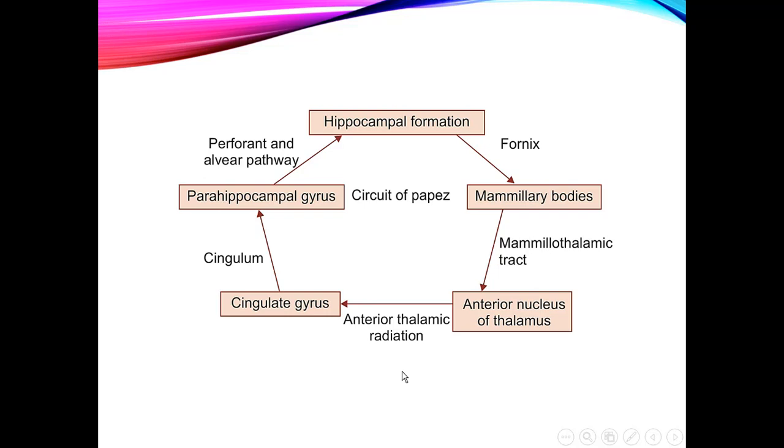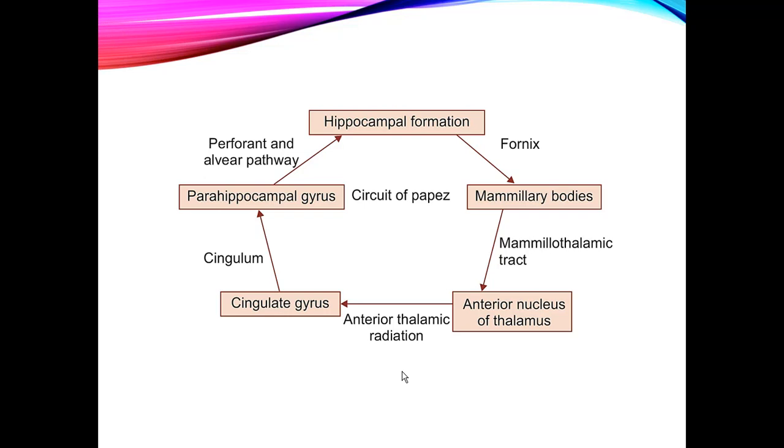The hippocampal formation is involved in learning and memory, and has a critical role in learning and memory. So damage to this formation, damage to the hippocampal gyrus or to the dentate gyrus, results in learning and memory impairment.